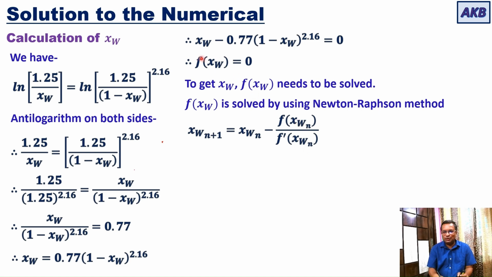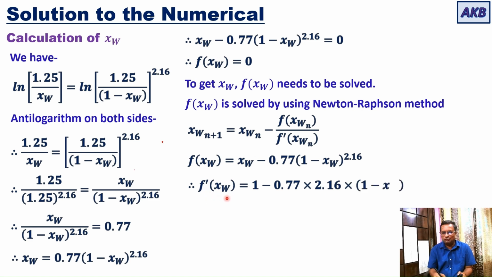So, f of xw, we have that equation. We need to get its derivative so that we can use this formula. Now, f of xw is xw minus 0.77 into 1 minus xw raised to 2.16. Now, the derivative f dash of xw will be 1 minus 0.77 into 2.16 into 1 minus xw raised to 2.16 minus 1 into minus 1. So, we are getting the derivative of this. So, the derivative of xw with respect to xw is 1.